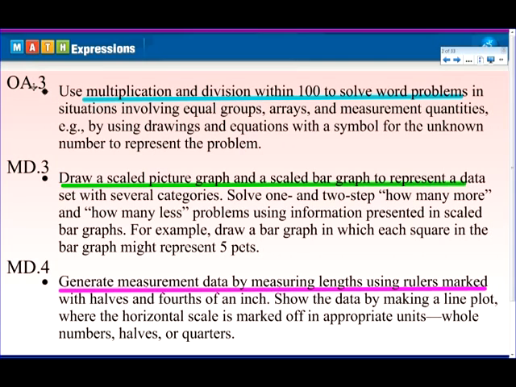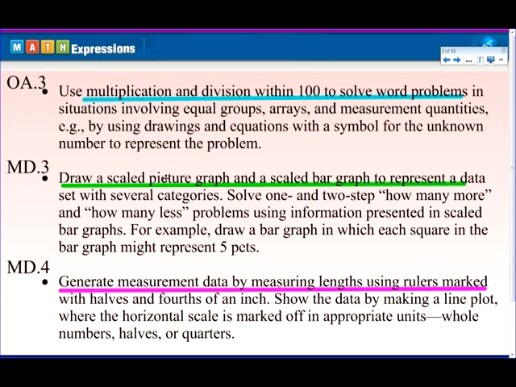What we want to be able to do is orders of algebra and number sense. We want to know how to multiply and divide within 100 to solve word problems. We're already working with those problems. We're trying to figure out the times tables where you're working with division.